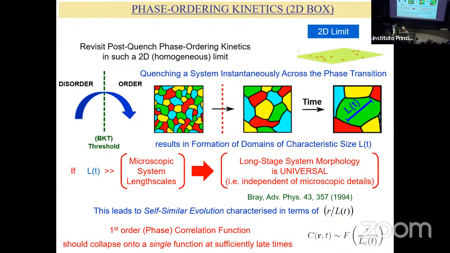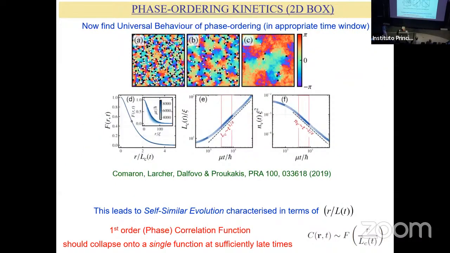And we know that if this length scale becomes much larger than all the microscopic system length scales, we have universal features, independent of microscopic details. So we will get self-similar evolution in terms of R over this characteristic length scale in this scaling regime. We expect a first order correlation function that looks like that, everything collapsing onto it. And indeed, this is what we find as vortex anti-vortex pairs are being destroyed here.